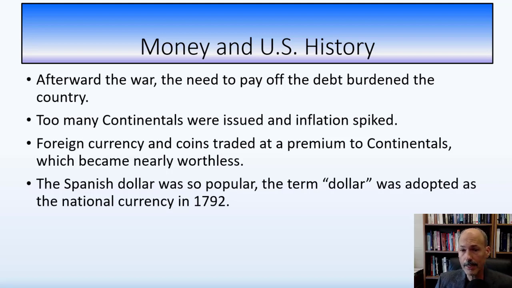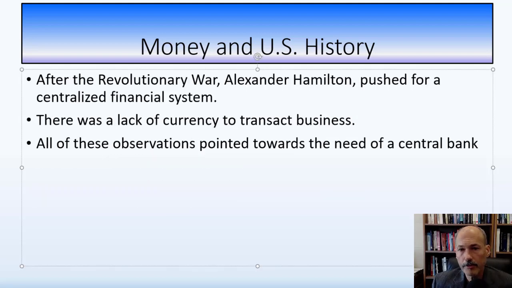The Spanish dollar was so popular at the time that the term dollar was adopted as the national currency in 1792 in our country. So after the Revolutionary War, Hamilton pushed for a centralized financial system composed of a U.S. Treasury to finance the government, and he also pushed for the first central bank to help the U.S. government transact its business. According to Hamilton, it seemed like transactions were bogged down by the fact there simply was not enough currency, good currency, in our markets.